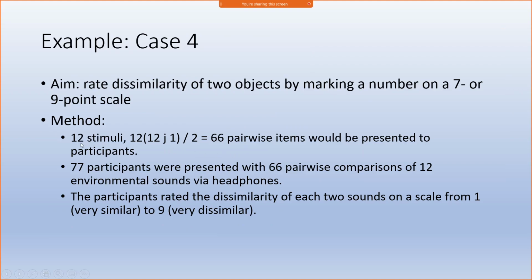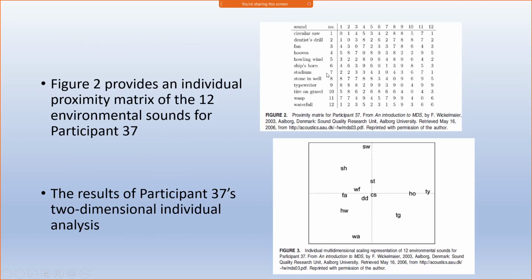So let's say you have 12 stimuli or 12 tests. So 12 times 12 minus 1 divided by 2, 11 divided by 2 is 5.5 times 12, you got 66 pairs that the subjects must evaluate. So you give this to 77 participants, and then you can have these two results. This is the proximity matrix, and this is the multidimensional scaling map.